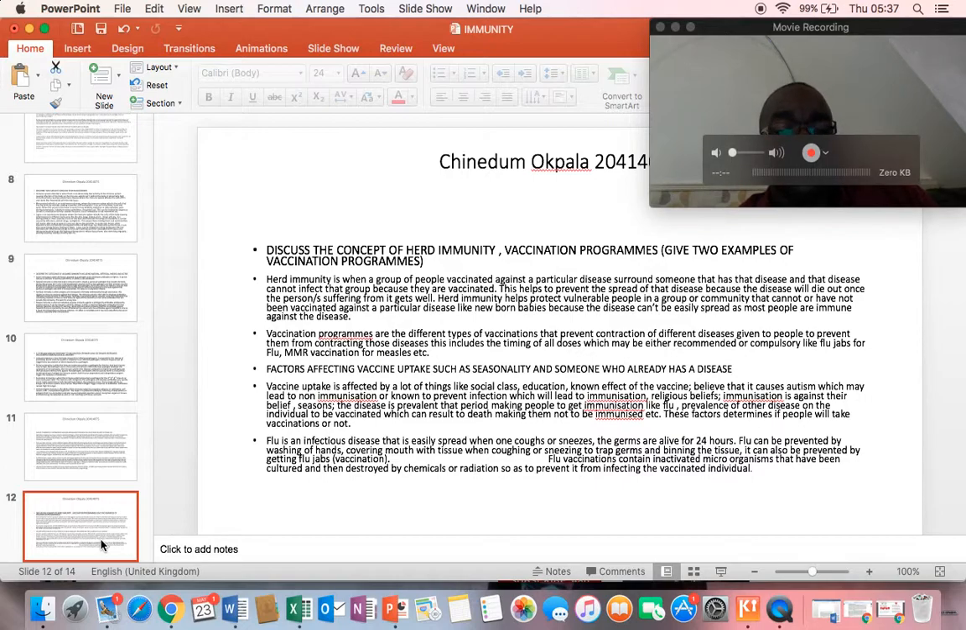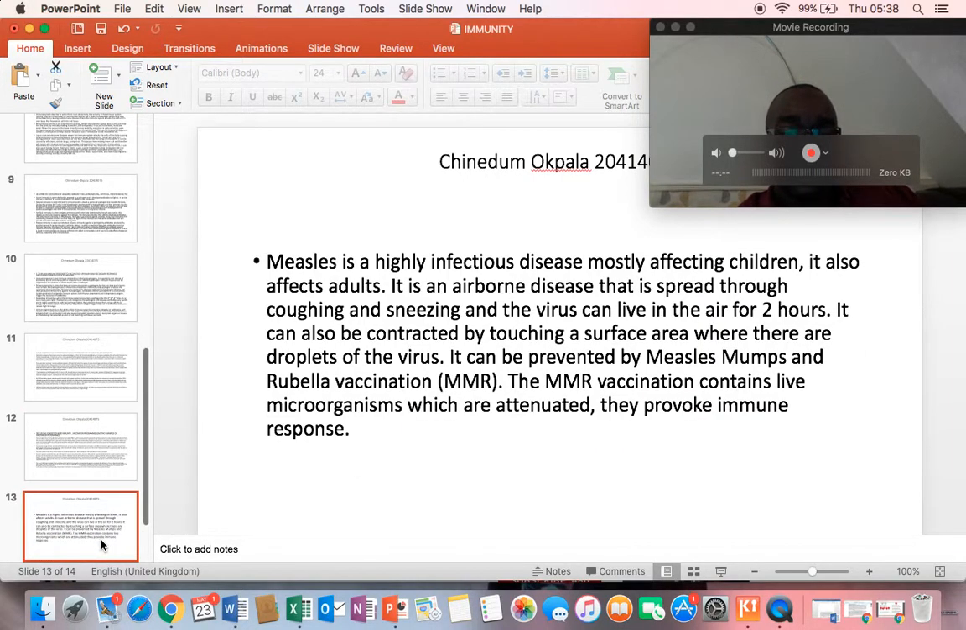Flu. Flu is an infectious disease that is easily spread when one coughs or sneezes. The germs are alive for 24 hours. Flu can be prevented by washing our hands, covering our mouth with tissue when coughing or sneezing to trap germs, and binning the tissue. It can also be prevented by getting flu jabs. Flu vaccinations contain inactivated microorganisms that have been cultured and then destroyed by chemicals or by radiation so as to prevent it from infecting the vaccinated individual.